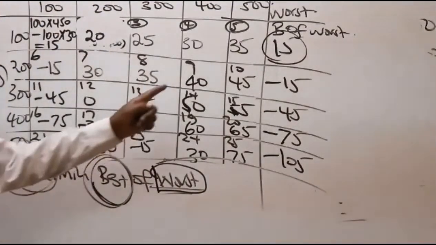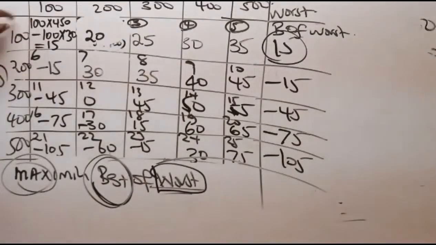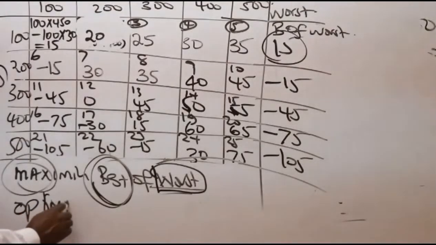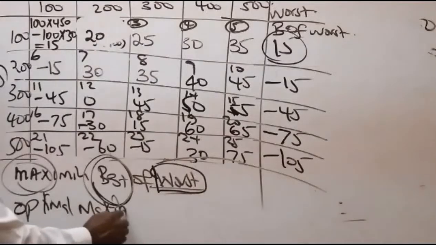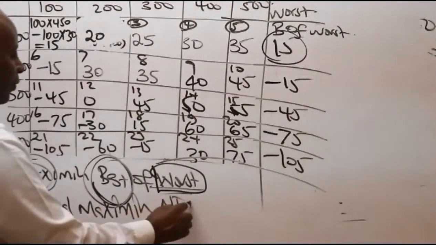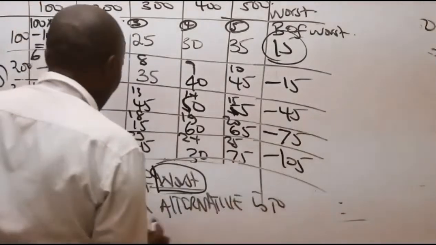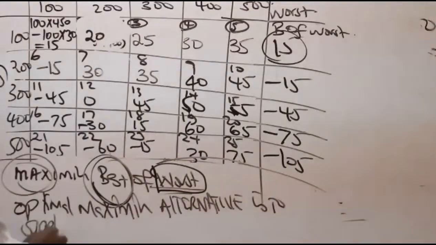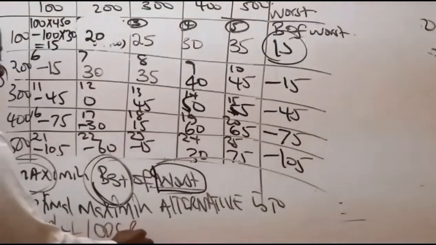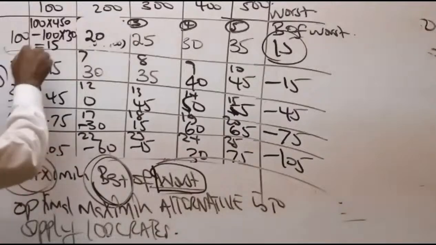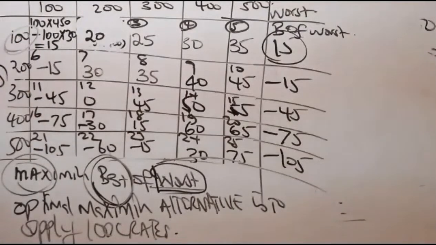So if it is the best of the worst, what does it correspond to here? It corresponds to 100 crates. So you're saying here that the optimal maximin alternative is to supply 100 crates. Are we together up to there, my friends?